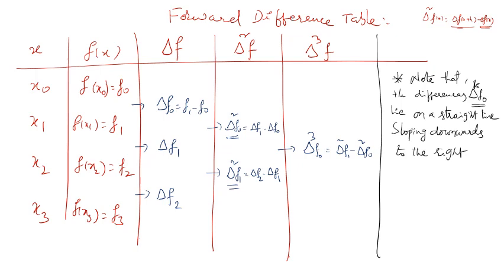That means let me draw this one. This is f naught, delta f naught, delta square f naught, and delta cube f naught. These lie on the straight line sloping down towards the right side. Okay, this is forward difference table.